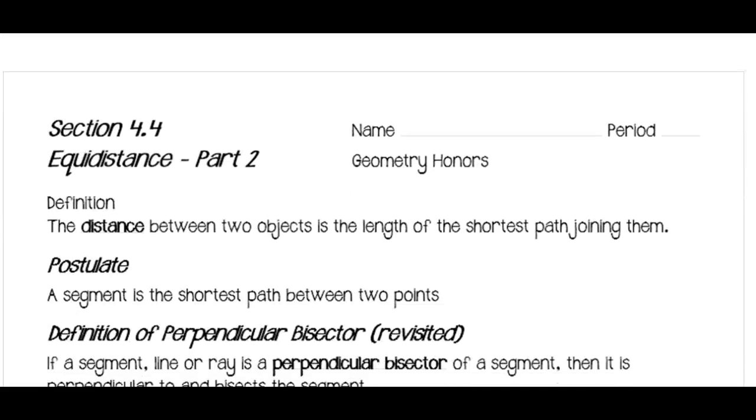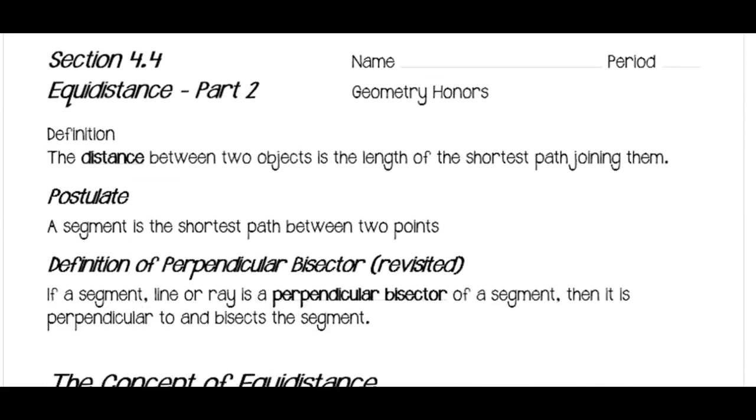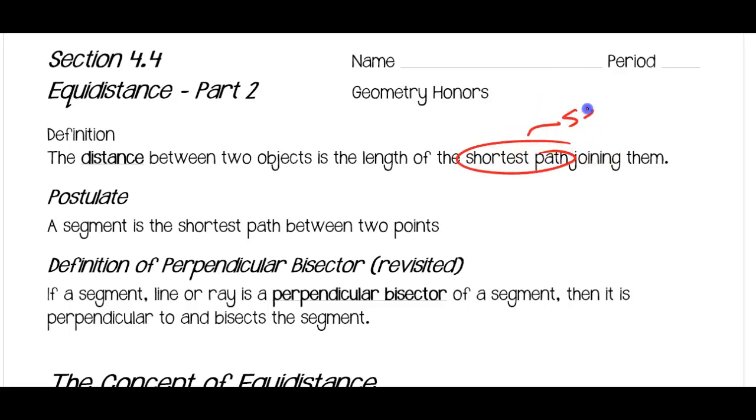So moving on to equidistance part 2. Just a couple of definitions and a postulate to get out of the way. When we talk about the distance between 2 objects, it's the length of the shortest path joining them. Okay, so that shortest path, really, what we're talking about here is a segment.